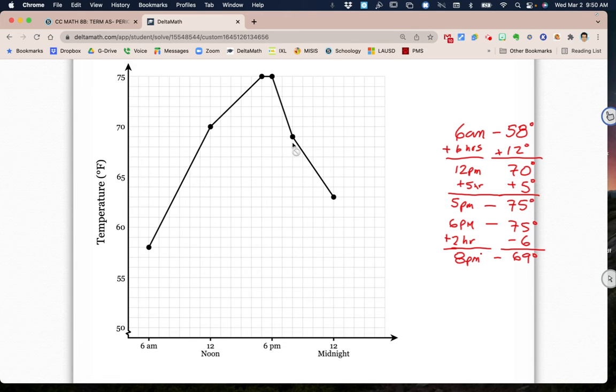So this is what they said. It dropped steadily until it was 63 degrees at midnight. I'm just going to double check, make sure I'm at 63 degrees. Yes.